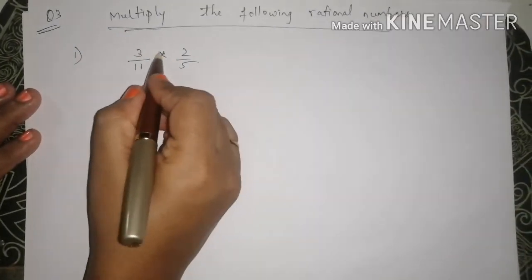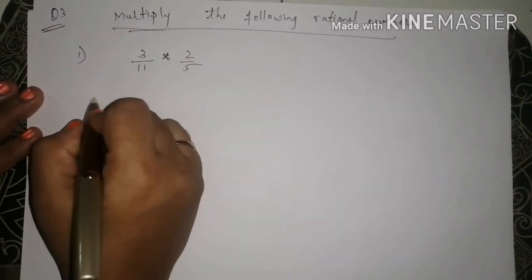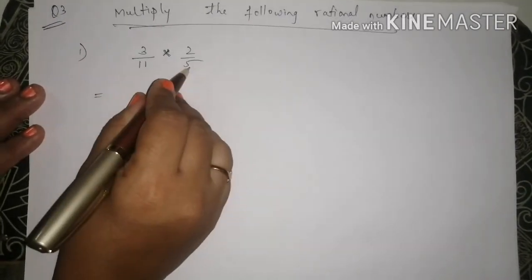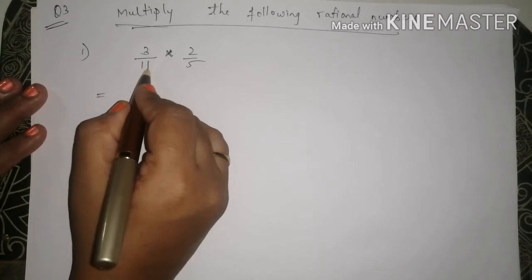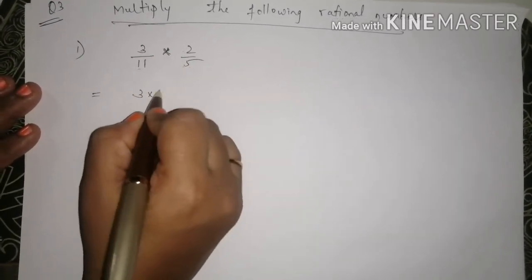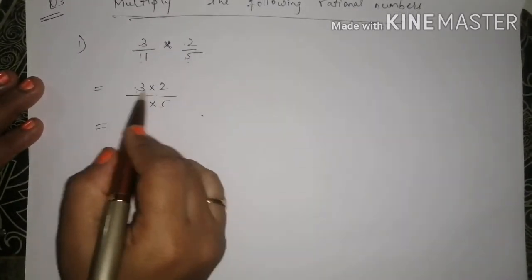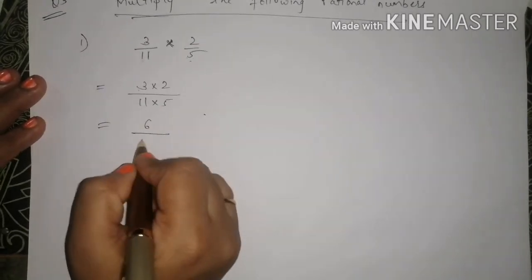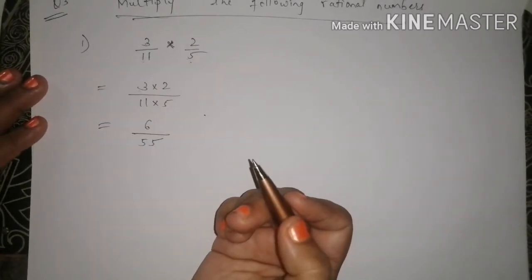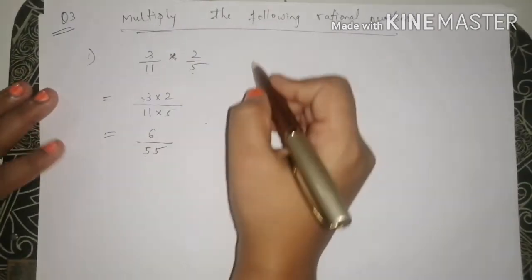Here you don't have to do the cross multiply. In cross, if they are coming in each other's table, we can cancel it. Here 5 doesn't come in 3's table. Even in 2's table, 11 doesn't come. So you can multiply numerator and denominator together. 3 into 2 upon 11 into 5. So 3 2s are 6 upon 11 5s are 55. So your answer is 6 upon 55.